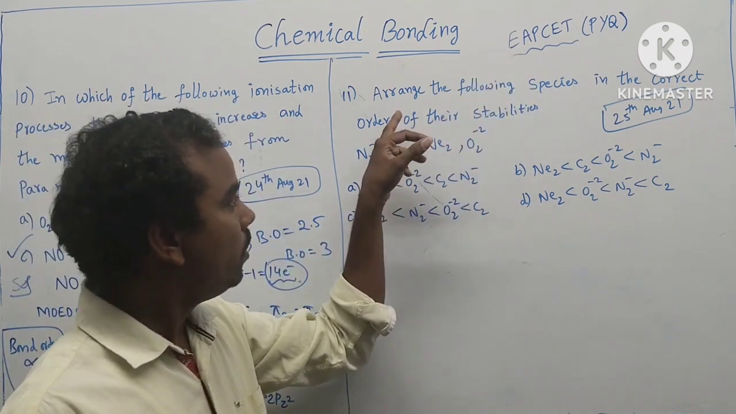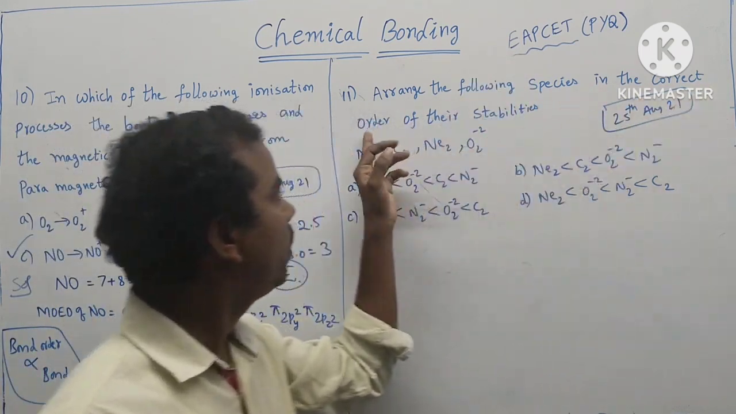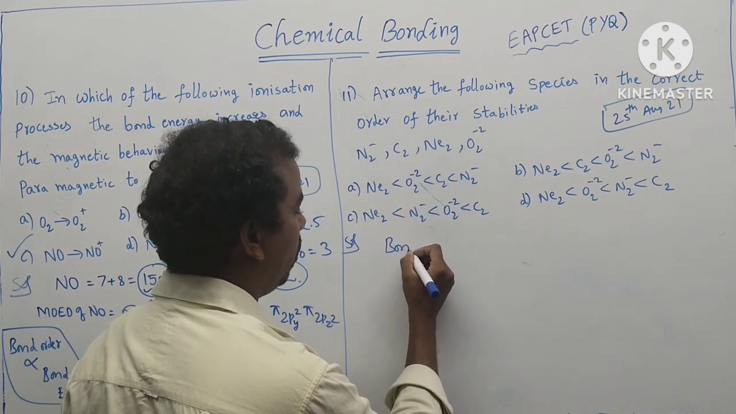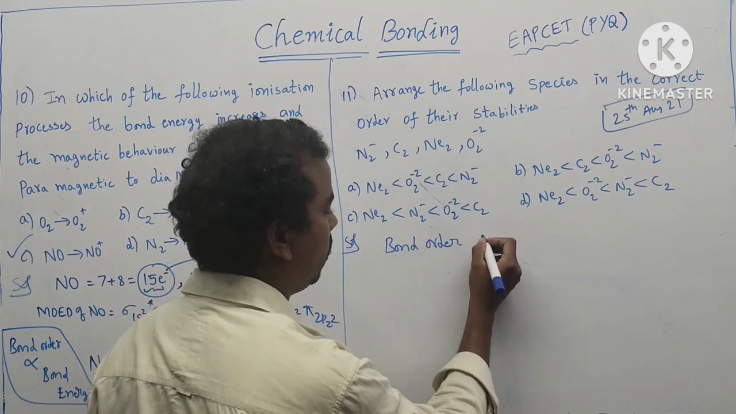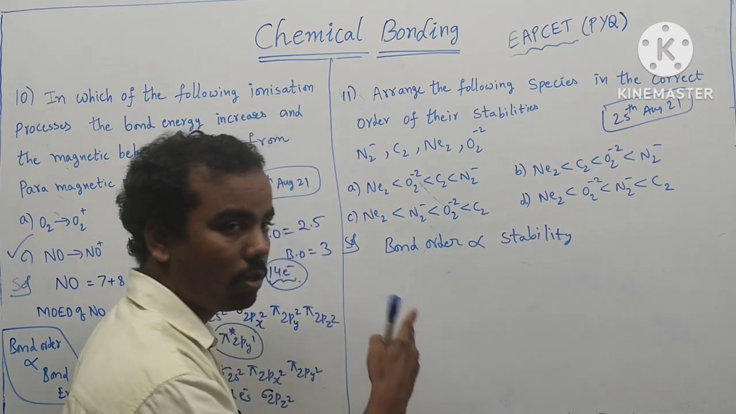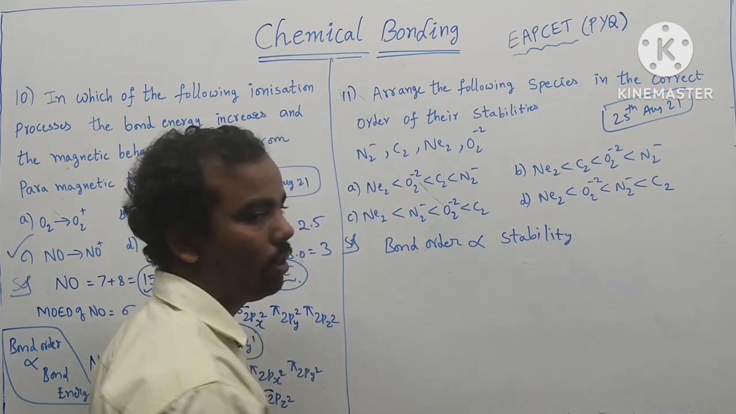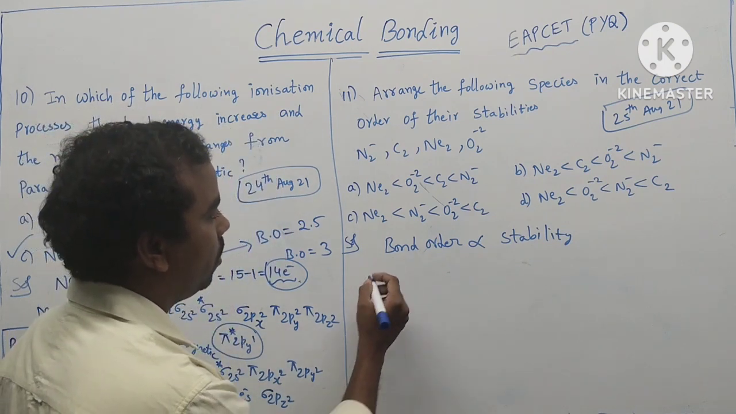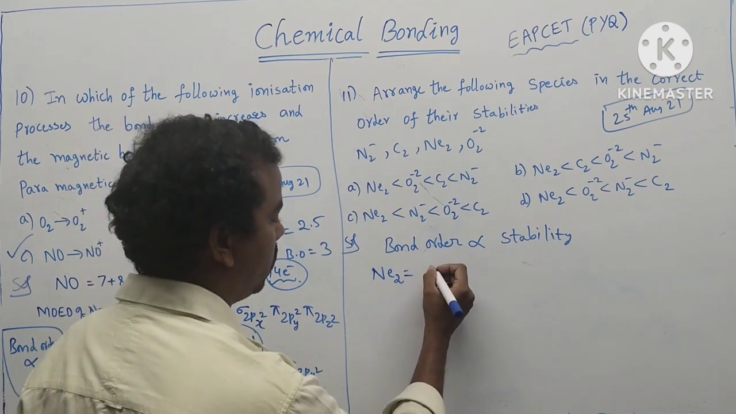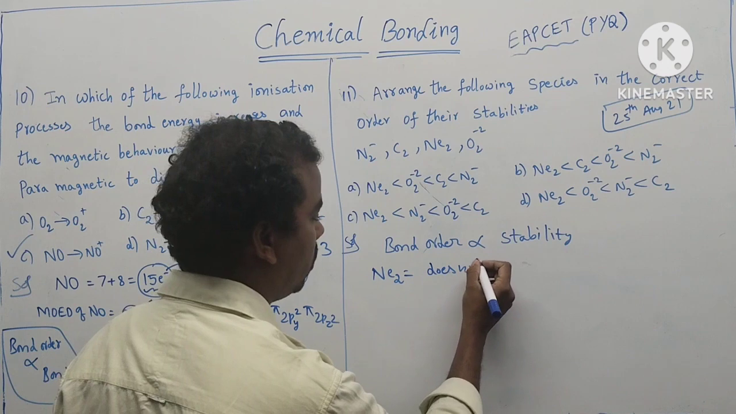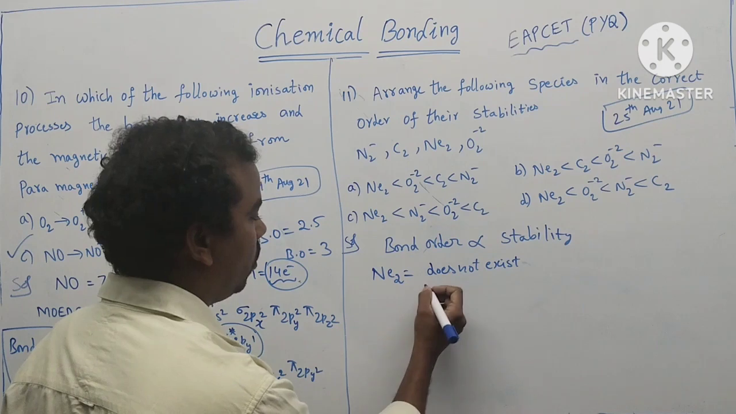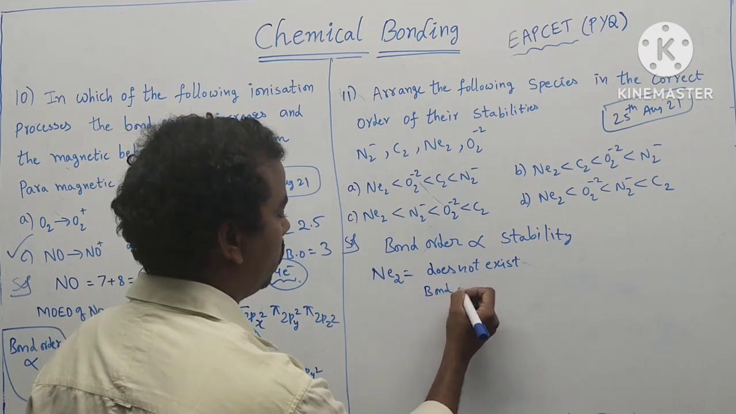Next question. Arrange the following species in the correct order of their stabilities. Bond order is directly proportional to stability. When the number of bonds between any two atoms increases, stability also increases. So if you take Ne2, it does not exist because it is a noble gas, so bond order 0.